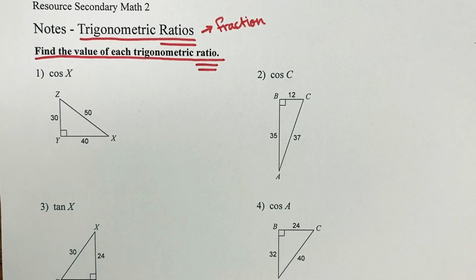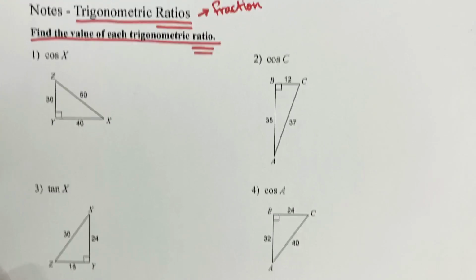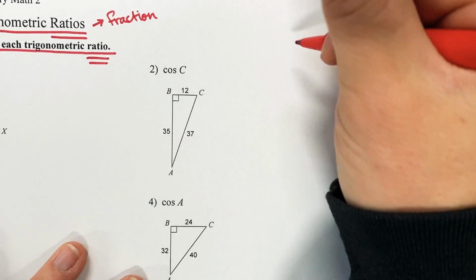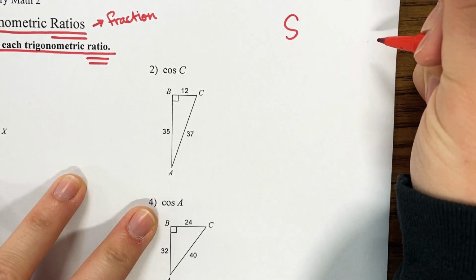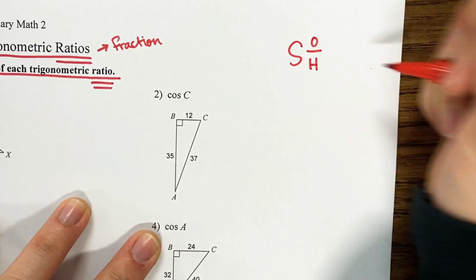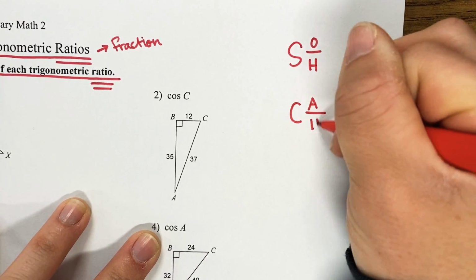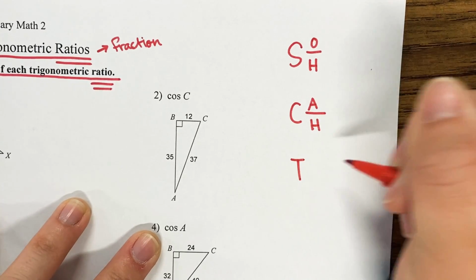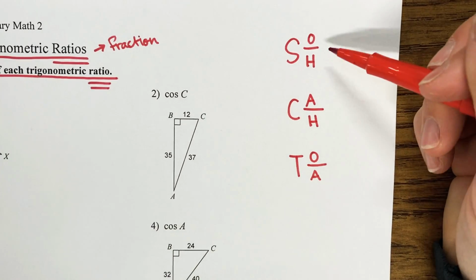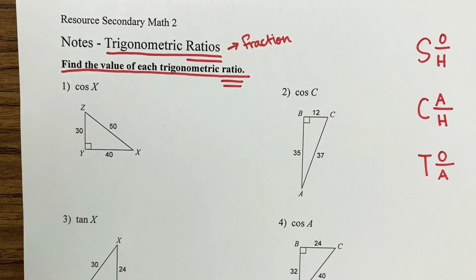So let's go ahead and remind ourselves, what in the world do tangent, cosine, and sine mean? What do these trigonometric functions look like? S for sine correlates with our opposite over our hypotenuse. Cosine correlates with our adjacent over our hypotenuse. And tangent correlates with our opposite over our adjacent side. Think SOH CAH TOA.